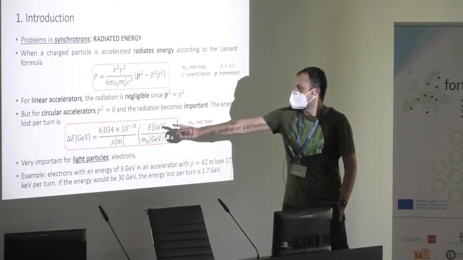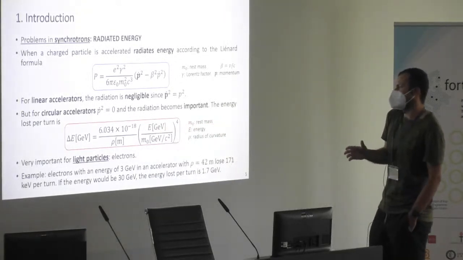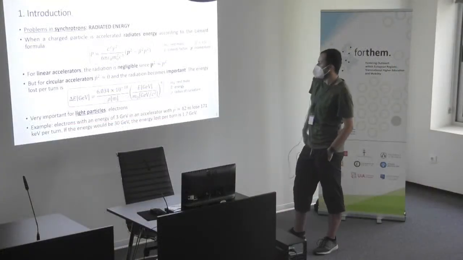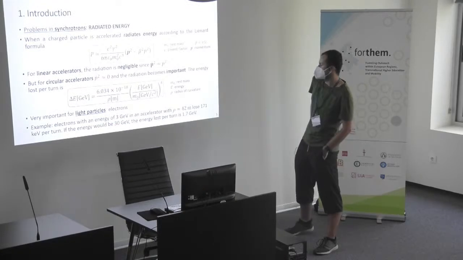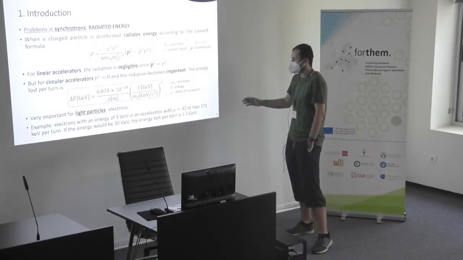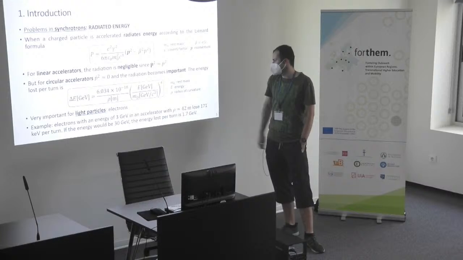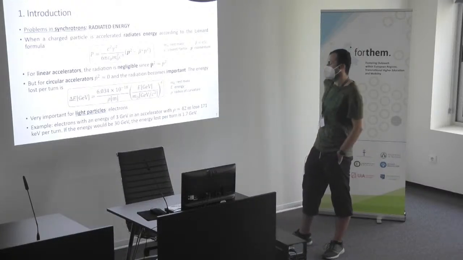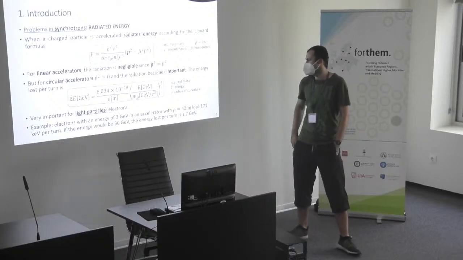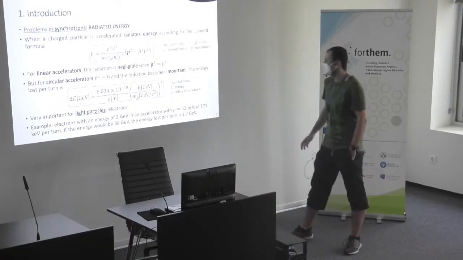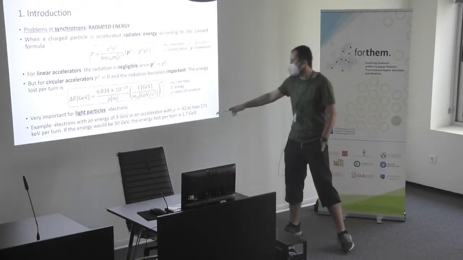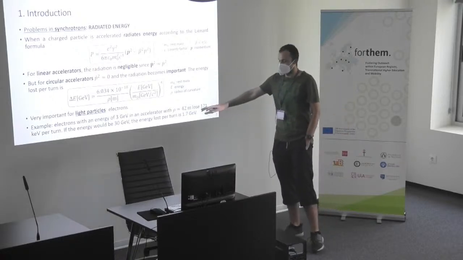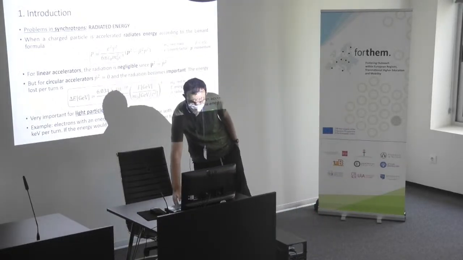Moreover, as we have the energy here, it is very important for high energy particles. For example, if we have electrons with 3 giga electron volts in an accelerator with a radius of 42 meters, which are typical values for the ALBA synchrotron in Barcelona, then the loss is about 170 kilo electron volts per turn. But if the energy were 30 giga electron volts, the energy loss per turn would be 1.7 giga electron volts, and maybe we cannot restore this lost energy only with the RF cavities. So this is a limitation to the maximum energy that we can obtain.